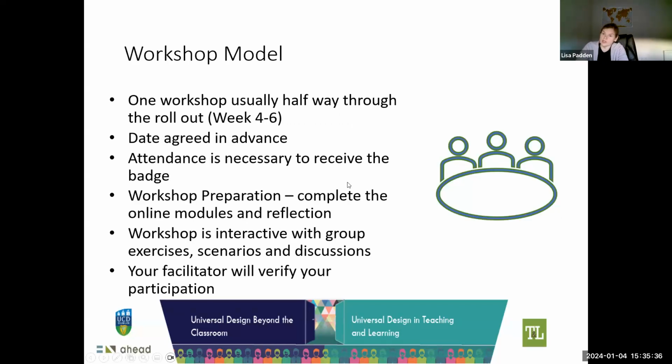The second option is the workshop model. This is a one-off workshop that will happen about halfway through your rollout. The date is agreed in advance. So your facilitator may have set the date already, or they might do a poll across all those who want to do the workshop in terms of what date the workshop will happen. Attendance at this one-off workshop is necessary to receive the badge, just like engagement with the peer groups is necessary to receive the badge. And again, there's some workshop preparation, which is that we would expect that you'd have completed your online modules and a reflection piece before you attend the workshop, if possible.